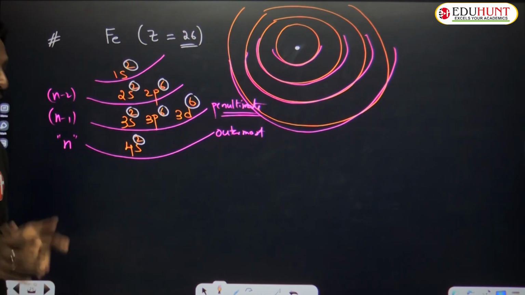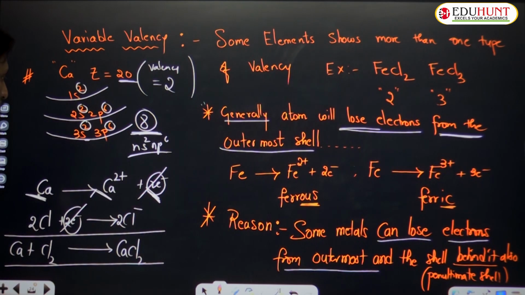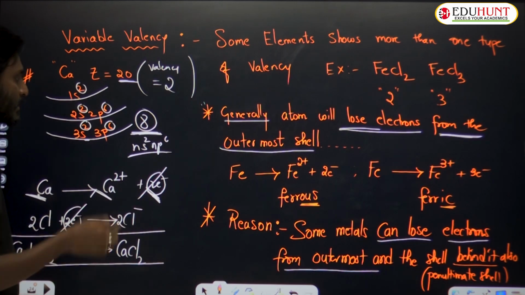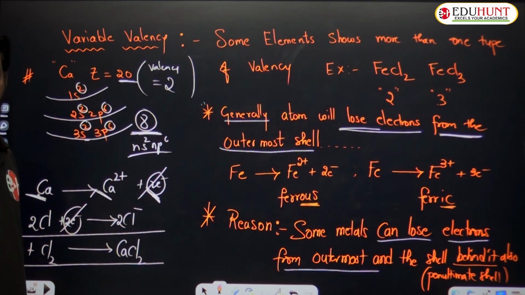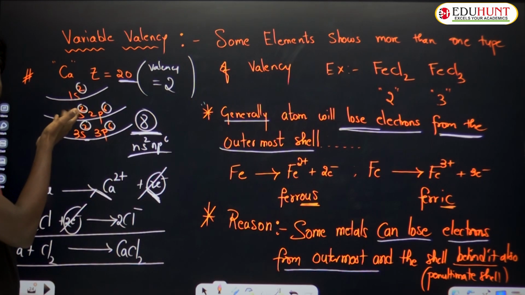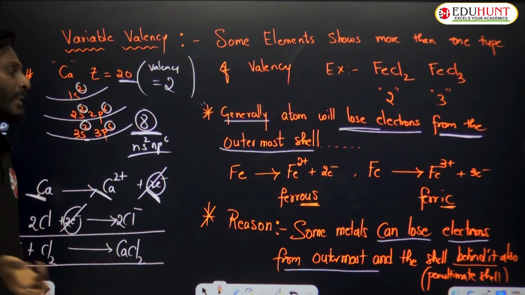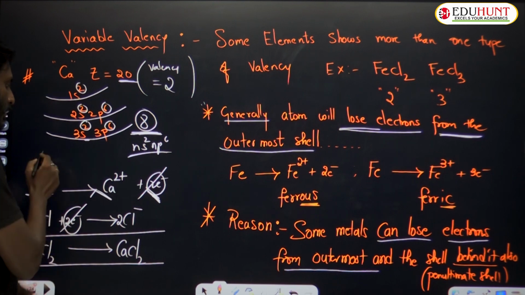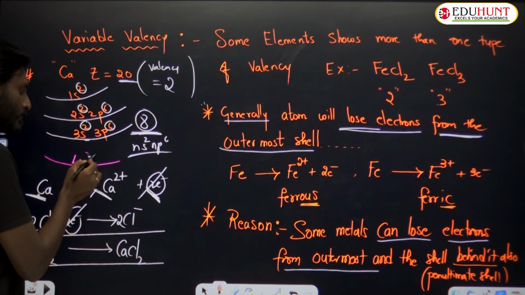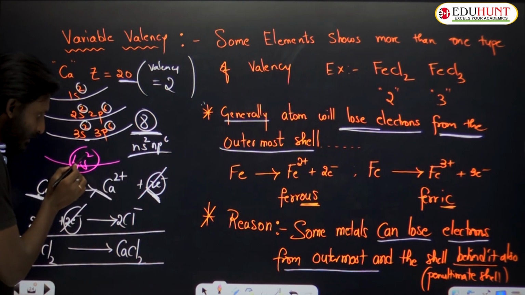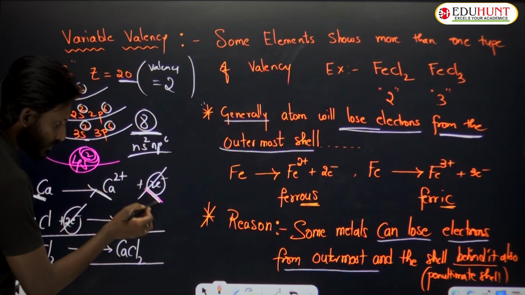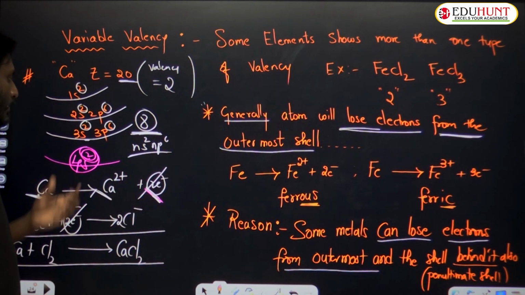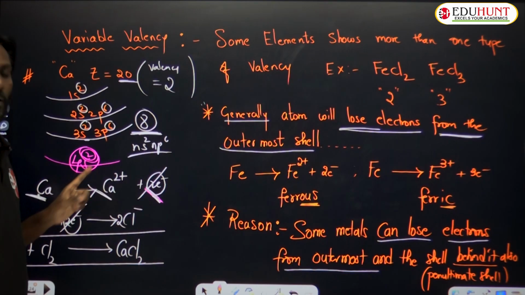But in the case of calcium, what you studied, calcium also has 4s2, but 3d is not written in the case of calcium because it has 20 electrons only. Now what happened? Calcium only lost electrons from the outermost shell. Calcium has that 4s2, so calcium has lost only these 2 electrons, only from the outermost shell.